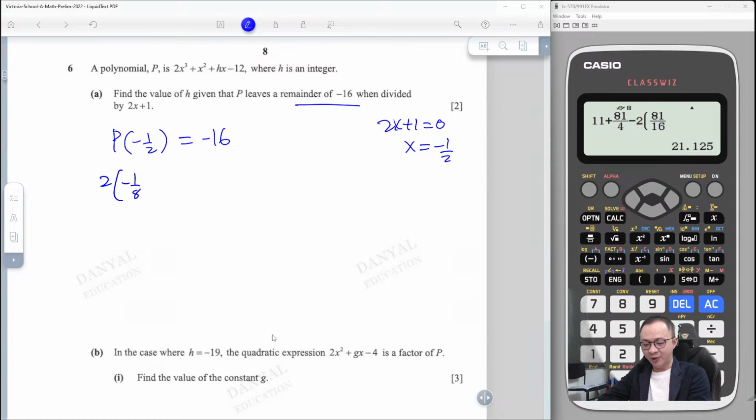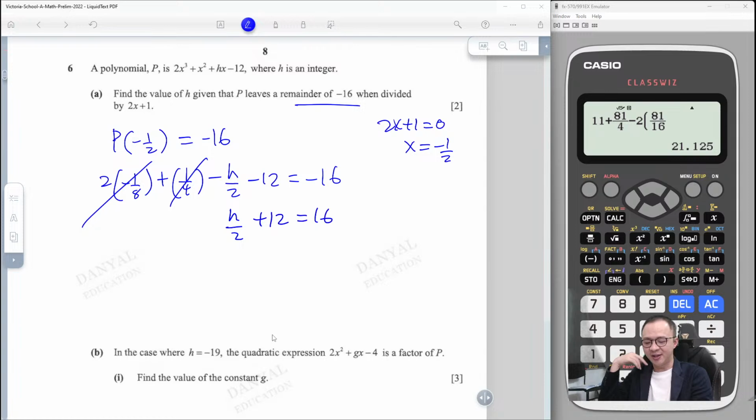So this is -1/8 plus this one is 1/4, because of the square, minus h/2 minus 12 equals -16. So positive 1/4 minus 1/4 gone. Multiply negative for the whole thing: h/2 plus 12 equals 16. h equals 4 times, yeah, it's 8. So we literally get h straight away.